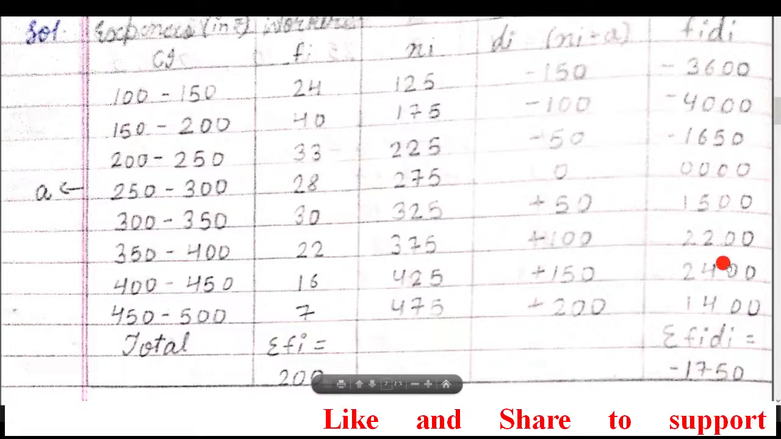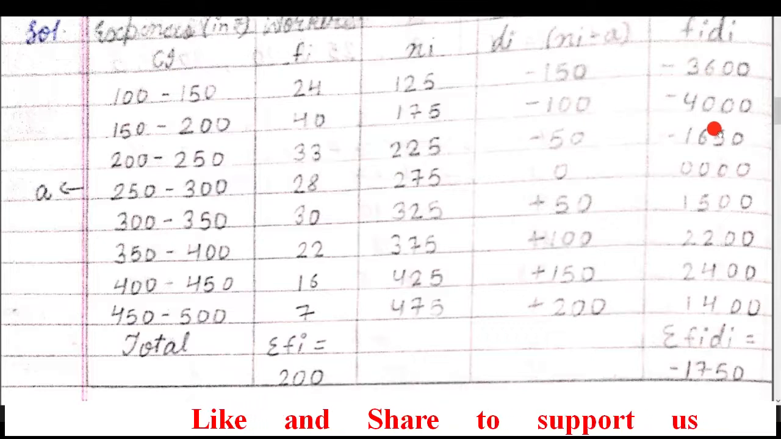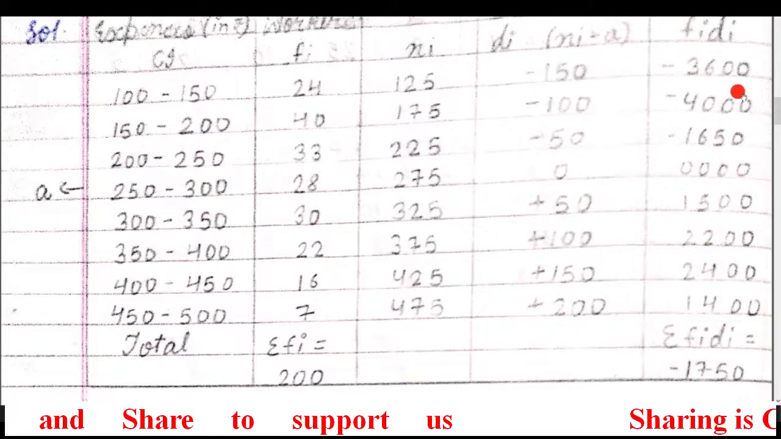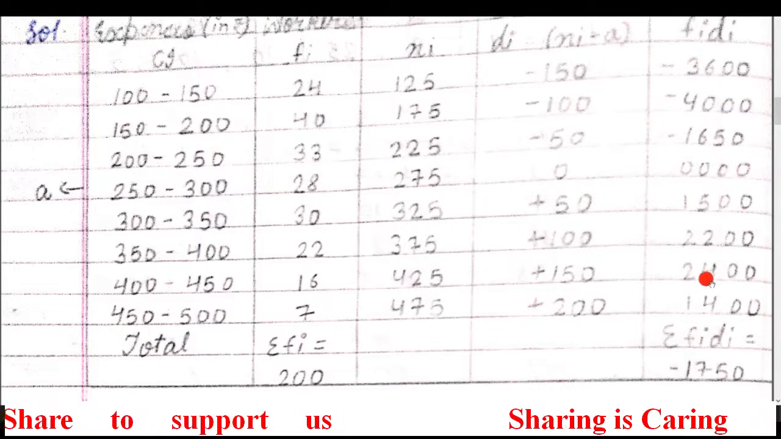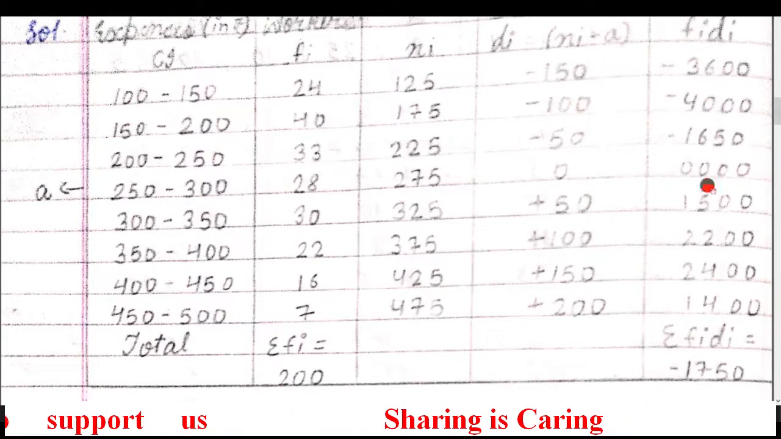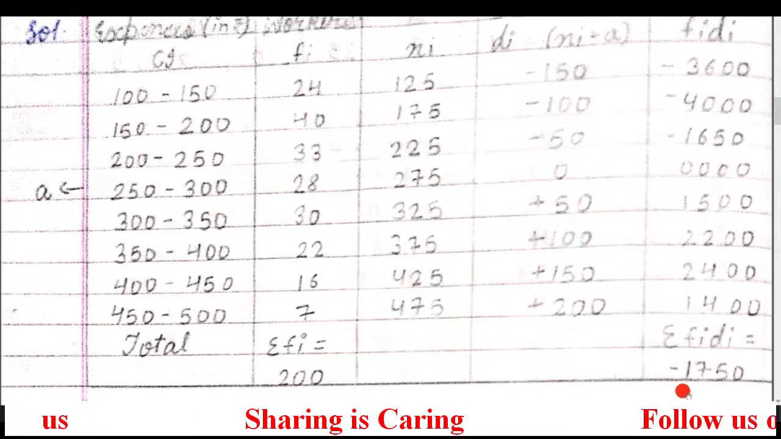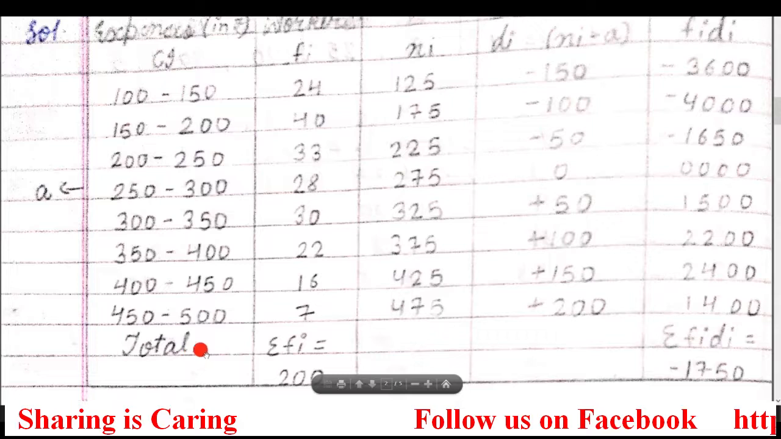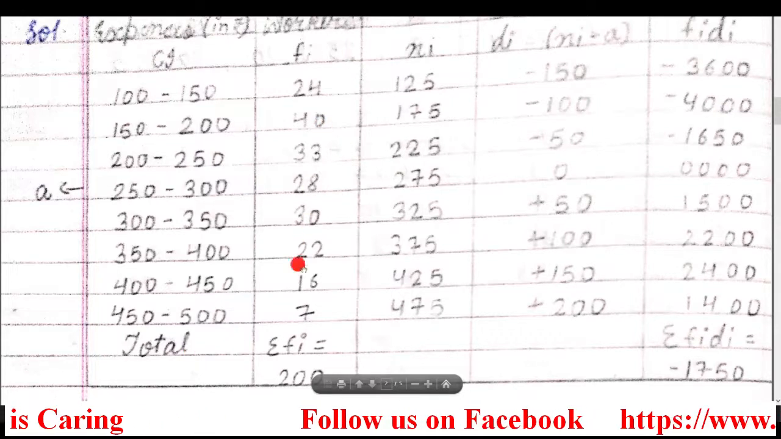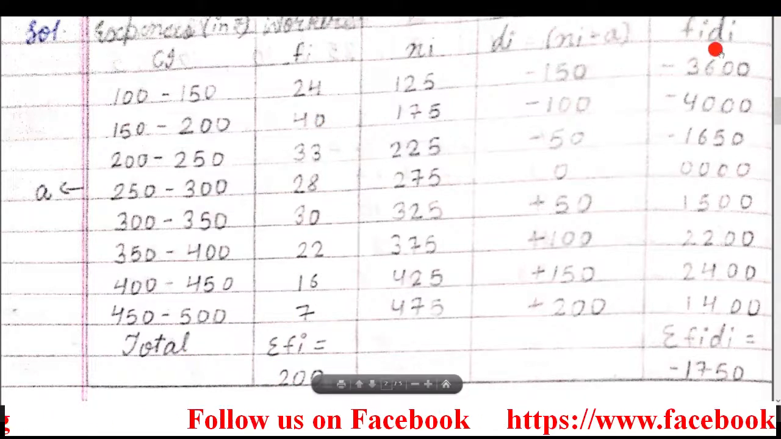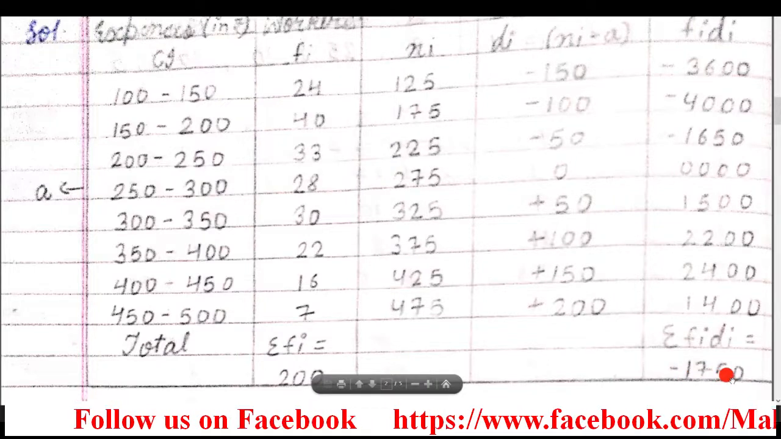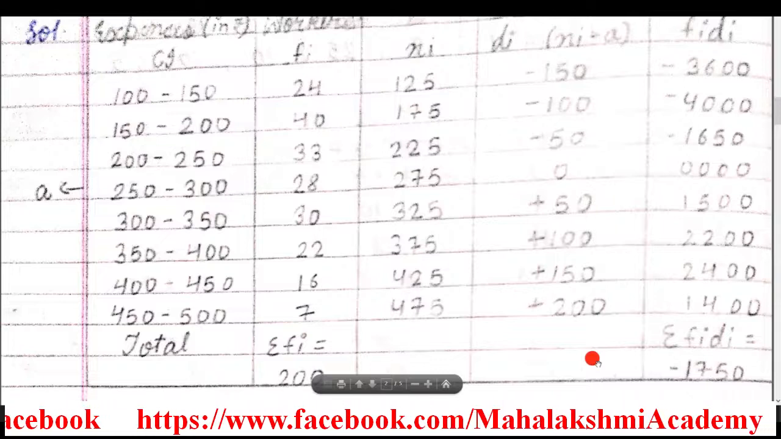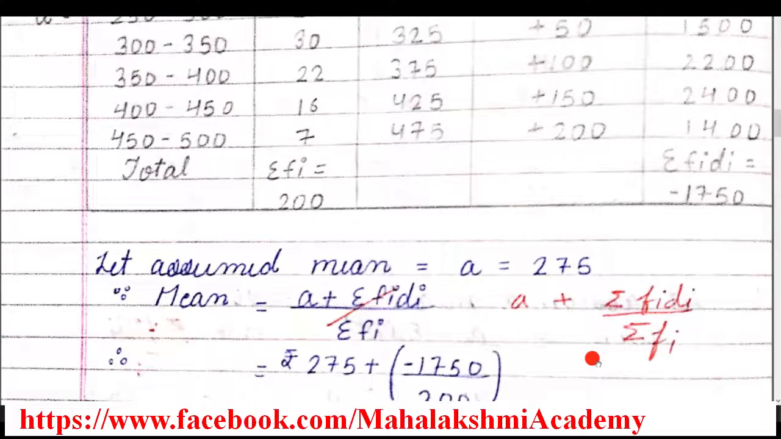So how have I obtained it? First I added these 3 terms together, then I added all these 4 terms together, then whatever answers I obtained, I subtracted them. Since the negative number summation is more than the positive number, the answer required the minus sign. And then in total we need the total of the Fi column, that is 200, and then Fi Di, that is minus 1750. Now we'll move to the formula. The formula is the same as question number 1.